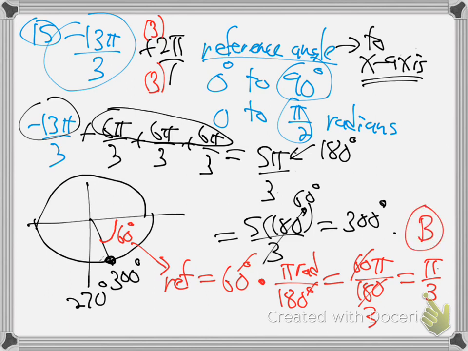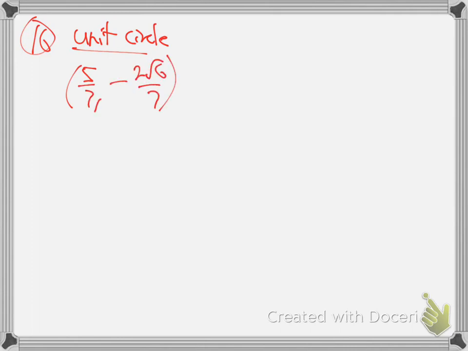All right, that's number 15. Finally, number 16. The point is on the unit circle, and they give me the point 5/7, minus 2 root 6 over 7. They want the cosecant of the angle T. So what's cosecant? Cosecant is 1 over sine, right?